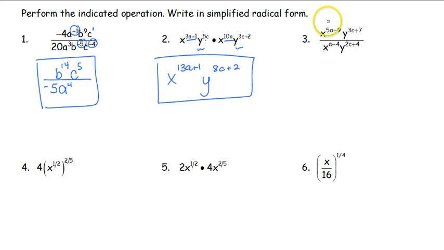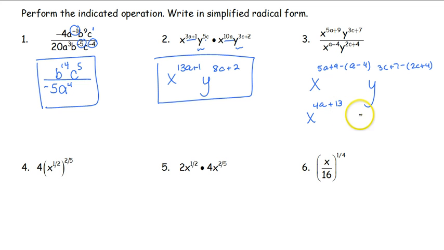For number 3, we are dividing like bases, and since we divide, we subtract. So we've got 5a plus 9. Don't forget you're subtracting that whole quantity, a minus 4. For our y's, we've got that 3c plus 7, subtracting the entire quantity, 2c plus 4. You just want to make sure that you're distributing that negative. So 5 minus a gives us 4a. 9 minus the -4 means we're really adding 4. So that's plus 13.